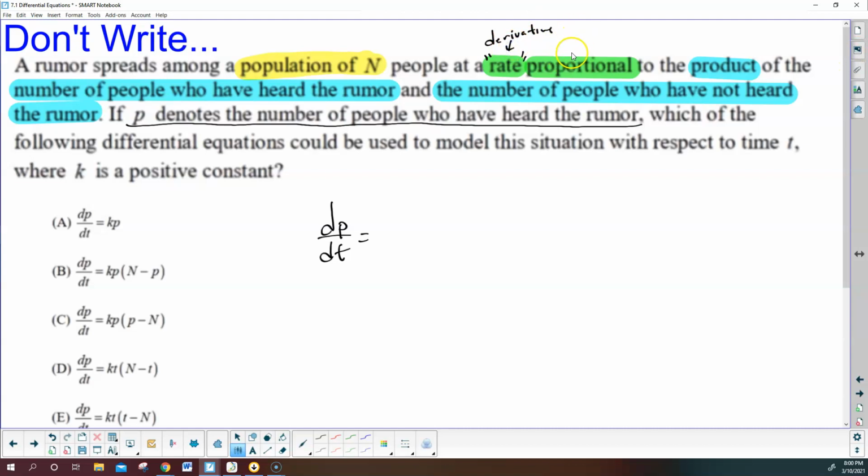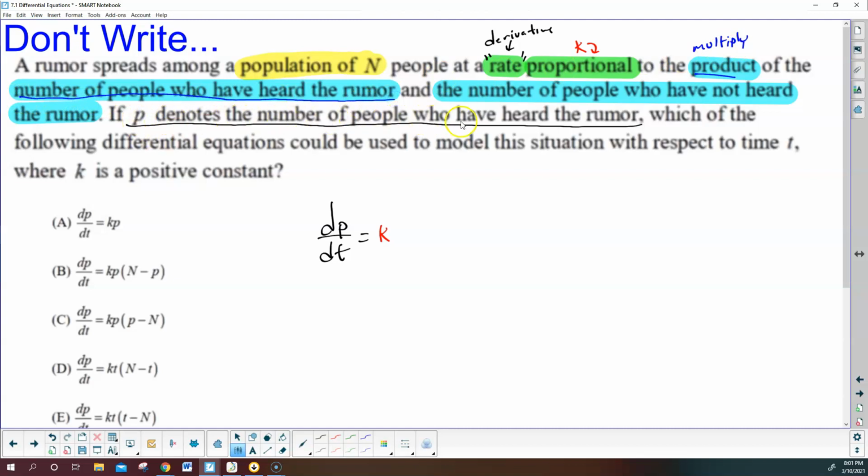is proportional. So I'm thinking, okay, proportional. There has to be a k value. Notice every single one of these has the k, so that word proportional is our constant of variation. And then what are we doing? Well, we're doing the product. So product means multiply. And what are we multiplying? The number of people who have heard the rumor.